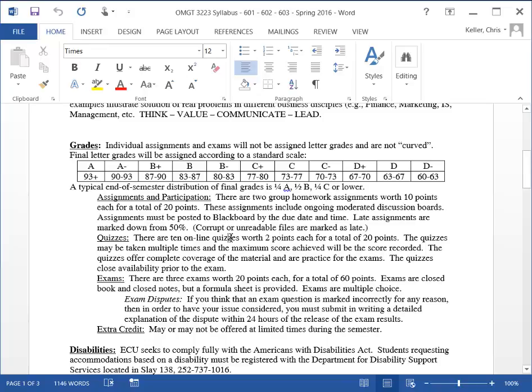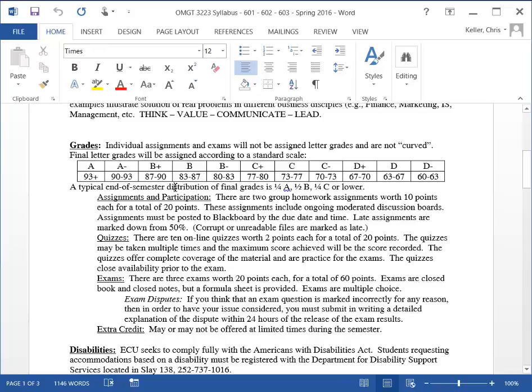4 of the quizzes are built for the first exam. 3 of the quizzes are built for the second exam. 3 of the quizzes are built for the third exam. So you've got both material coverage and exam prep and points all wrapped up into one. This is really participation points.